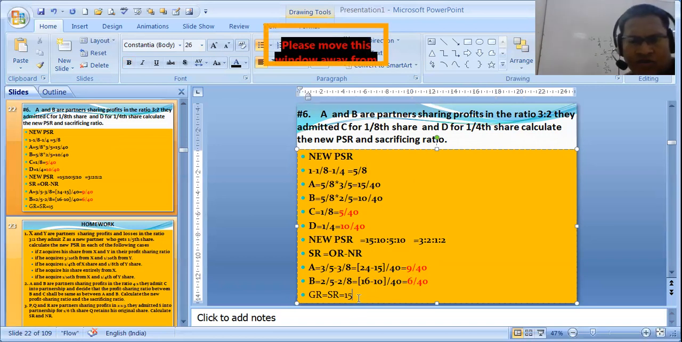The main conclusion is over here that whenever you get this typical type of sums, always see that GR is equal to SR is happening or not. Gaining ratio should always be equal to SR. Then you will understand that the sum is correct.